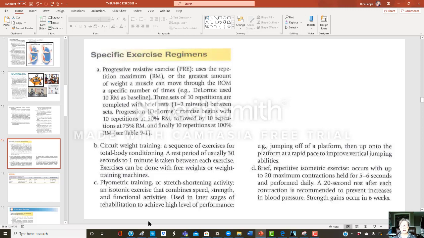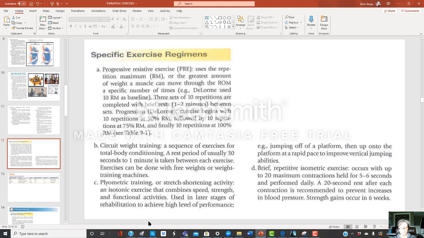Specific exercise regimens. Progressive resistive exercise, PRE, uses the repetition maximum, or the greatest amount of weight a muscle can move through the range of motion a specific number of times. Delorme used a 10 rep range as baseline. 3 sets of 10 reps are completed with brief rest periods, 1 to 2 minutes between sets.